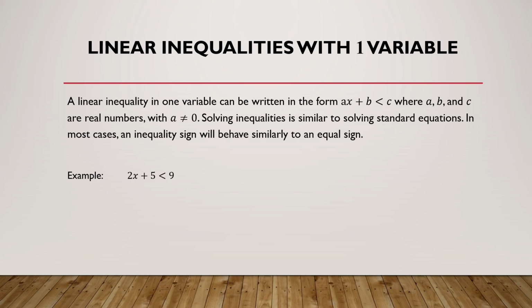Starting with the inequality 2x plus 5 is less than 9, we can proceed as if we are solving the equality. We can subtract the 5 from both sides. This leaves 2x is less than 4. Then we can divide both sides by 2, leaving the final solution, x is less than 2.